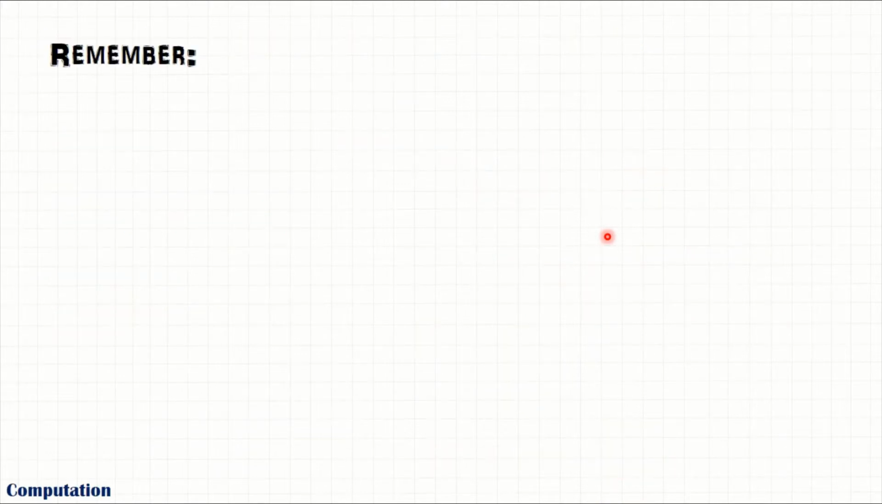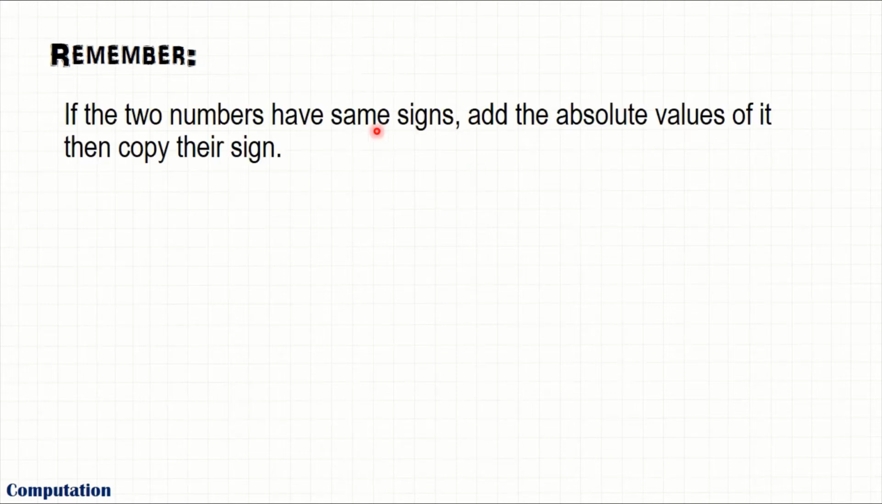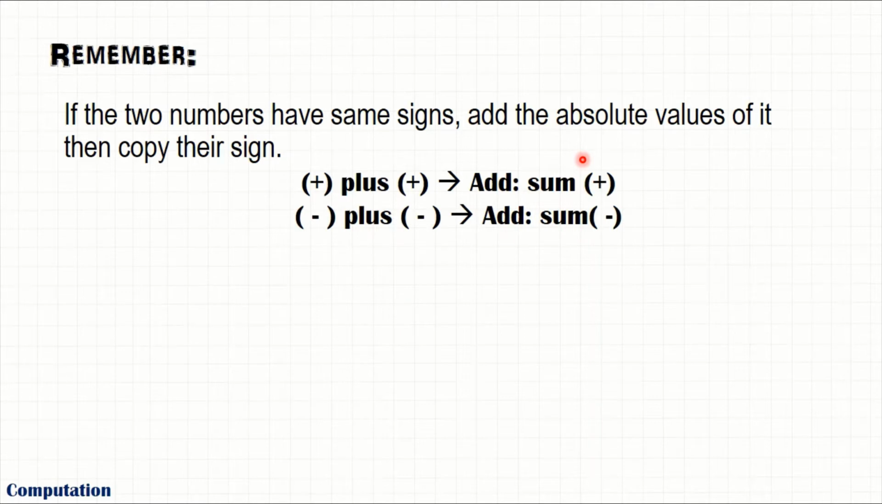In the number line that we have earlier, we can conclude the following computations. If the two numbers have the same signs, then add the absolute values of it, then copy their signs. Example, positive plus positive, we have to add the numbers and the sign of the sum is also positive. And then negative plus negative, we are going to add the numbers and the sign of the sum is also negative.